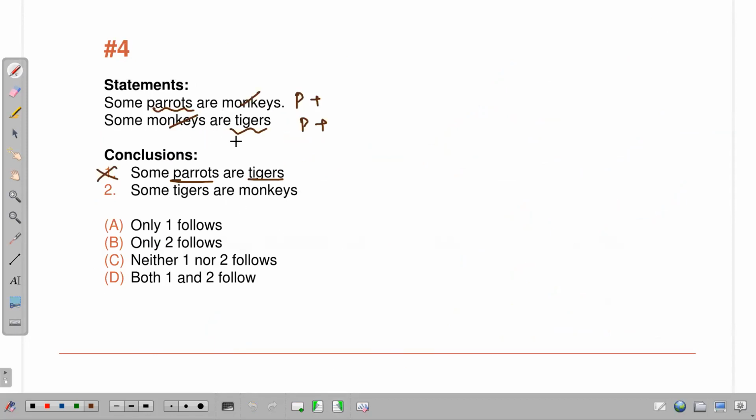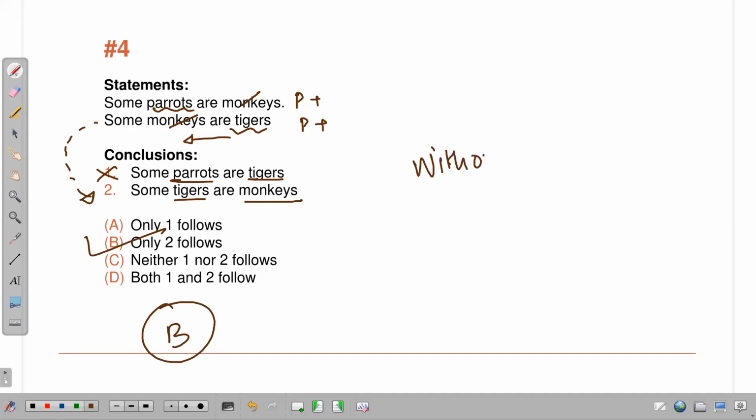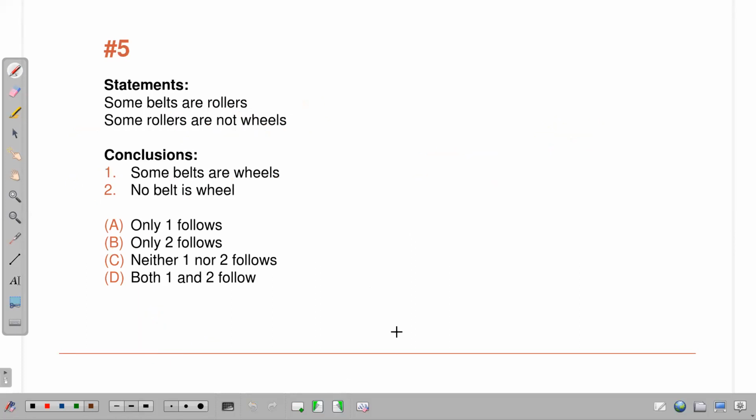So all I'm going to say is whether the immediate conclusion follows or not. So some tigers are monkeys. So yes, some tigers are monkeys is coming only from this, and therefore it is definitely a valid conclusion. So in this case, the answer is Bombay. Without any diagram, I drew it because I have just memorized that the condition about definite conclusions always follows. Let's move to the next one.